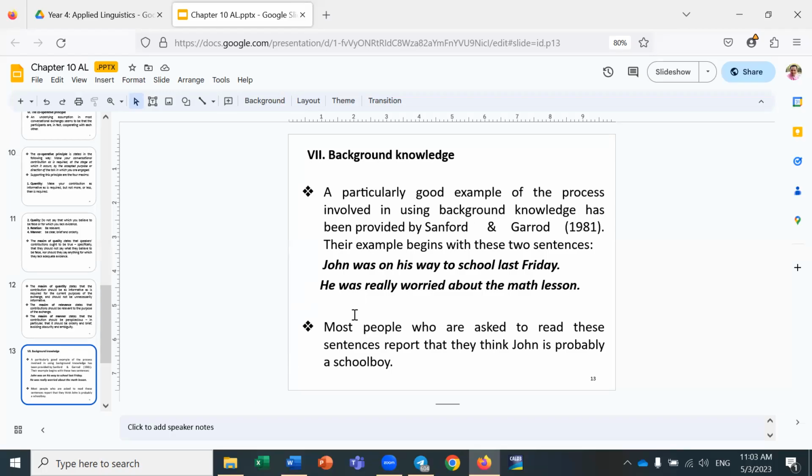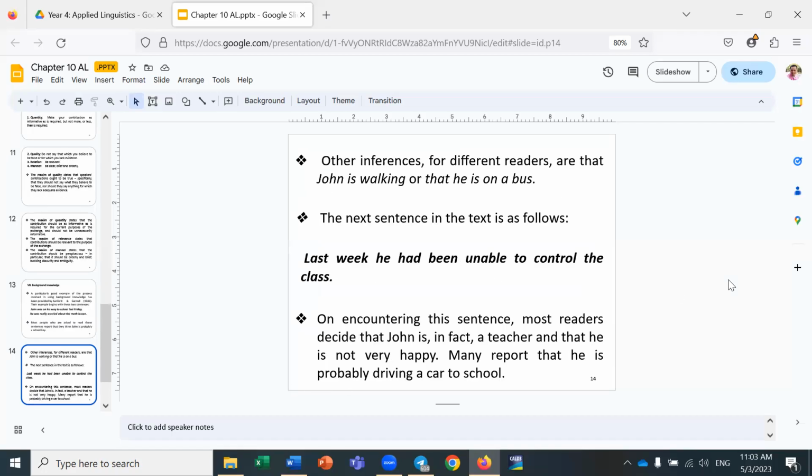Okay, so let's see here. Most people who are asked to read these sentences report that they think John is probably a schoolboy. This is the interpretation. Other inferences for different readers are that John is walking or that he is on a bus. But the next sentence in the text is as follows: Last week, he had been unable to control the class. Now, when you read sentence number three, you will have another interpretation.